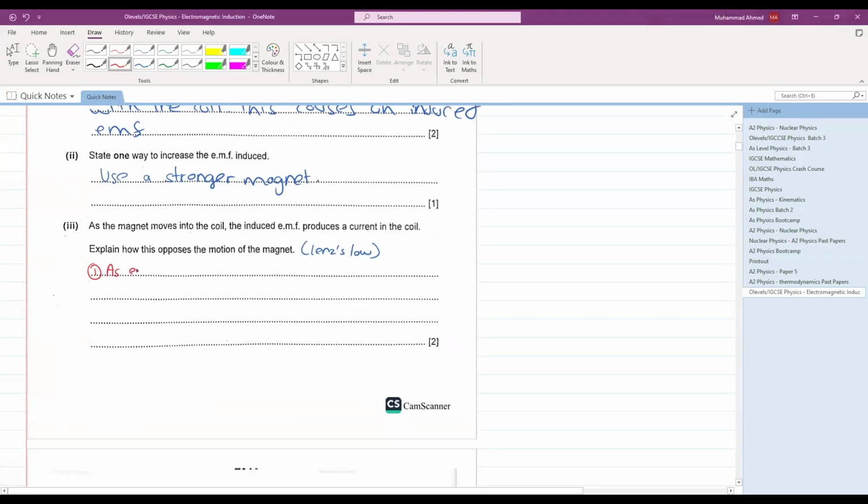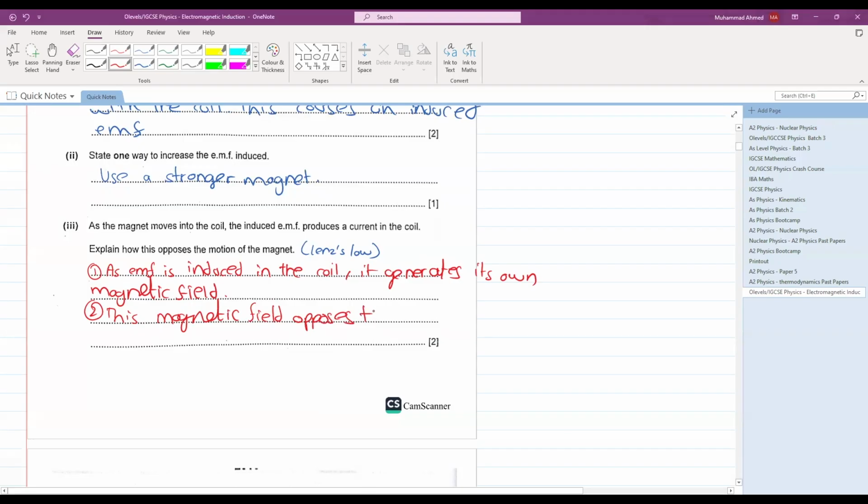As EMF is induced in the coil, it generates its own magnetic field. This magnetic field opposes the motion of the magnet.